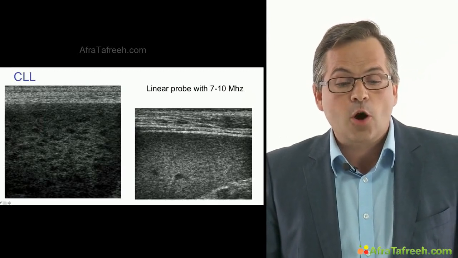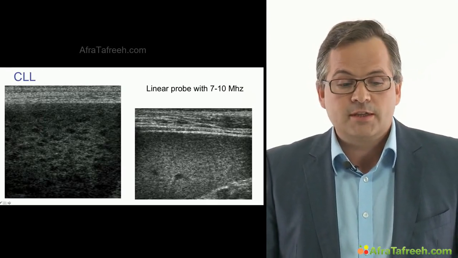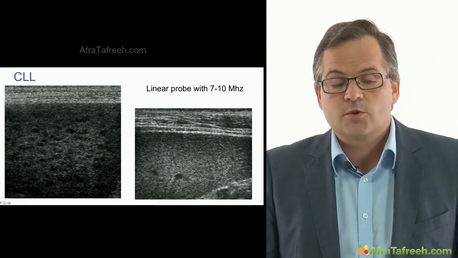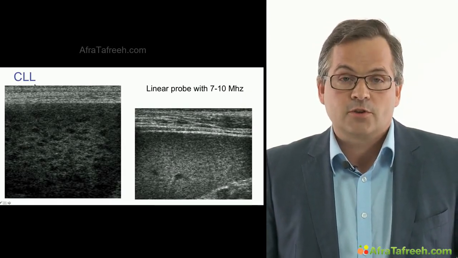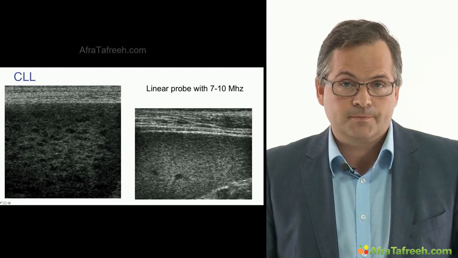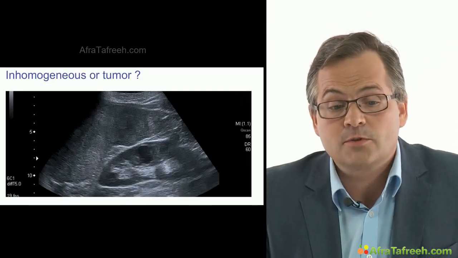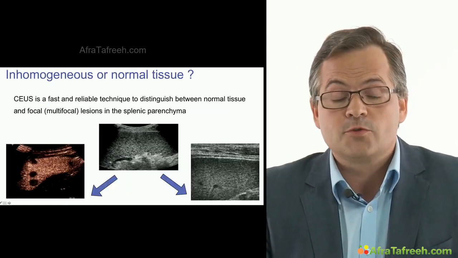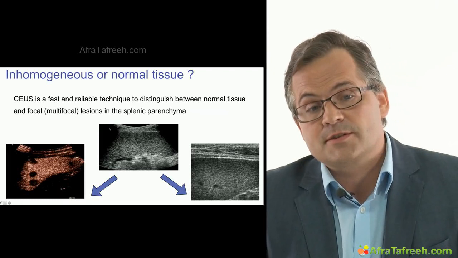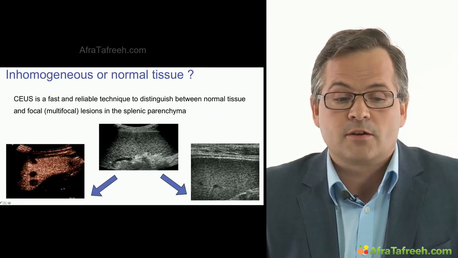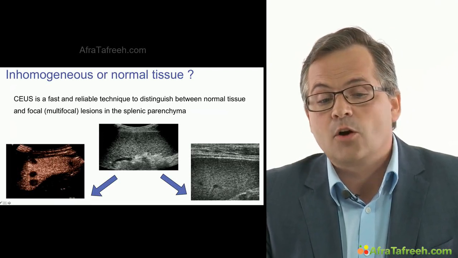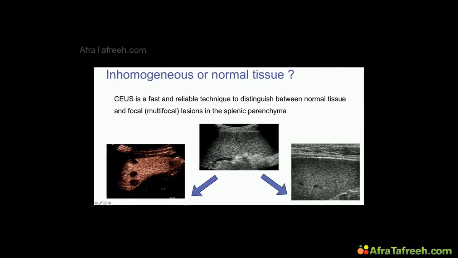We see a normal tissue over here, and in this case there are larger hypoechoic areas, which is a typical sign of a chronic lymphatic leukemia. Also in this case we do not know, is there a tumor, is there a lesion or not. When we use a contrast agent, it's very simple. In this case there are lesions in the spleen, and in this case it's normal splenic tissue, so no lesion can be found.